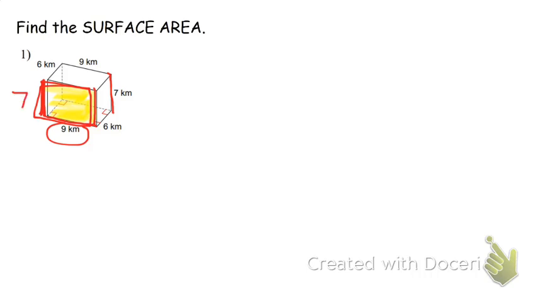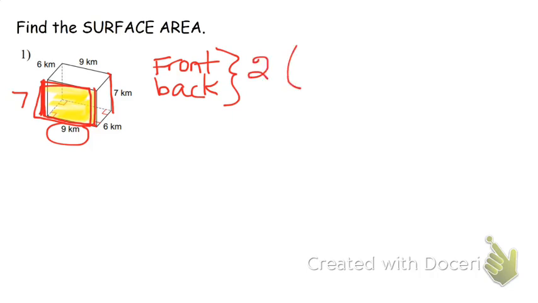I'm going to call that the front piece. And there's a matching back as well. So to get those two areas, you're going to have two of them, and it's 2 of 9 times 7. So it's 2 times 63. What is 2 times 63? 126.